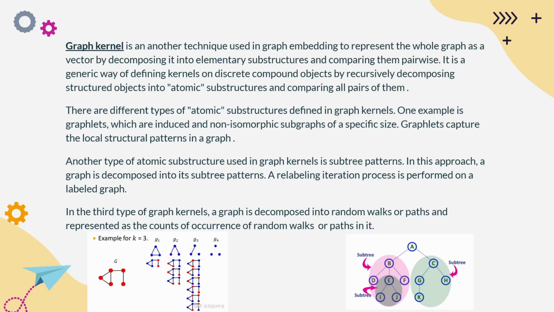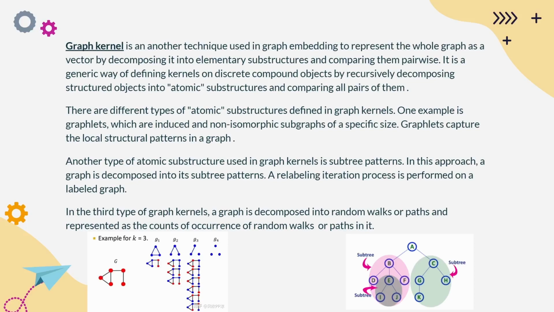Another type of atomic substructure used in graph kernel is a subtree pattern. In this approach, a graph is decomposed into subtree patterns and a relabeling iteration process is performed on the labeled graph. There is a third type of graph kernel. In this approach, the graph is decomposed into random walks or paths and represented as the count of occurrences of random walks or paths in it.